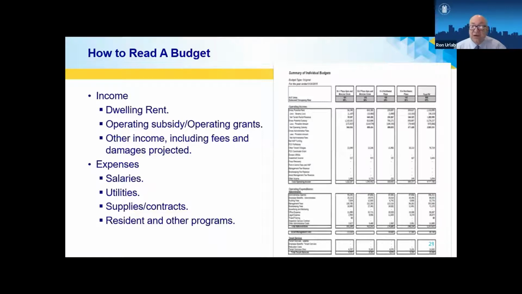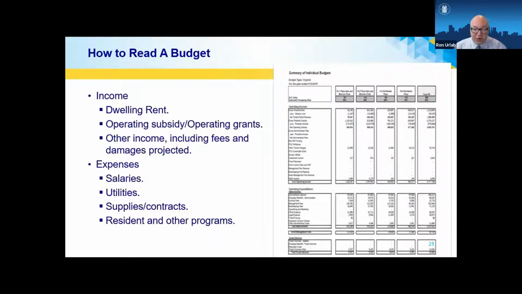Now from that, let's talk about income. Typically, projects are going to have rent. They're going to have operating subsidy. They could have some tenant fees, such as late fees or maintenance charges. Maybe we have laundry facilities. And so we have to identify our revenue here.